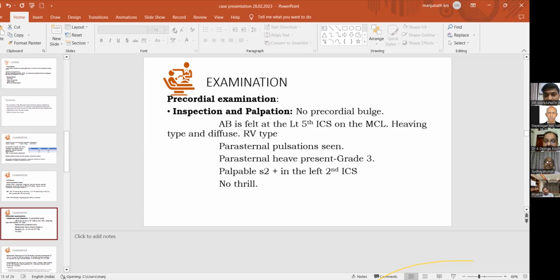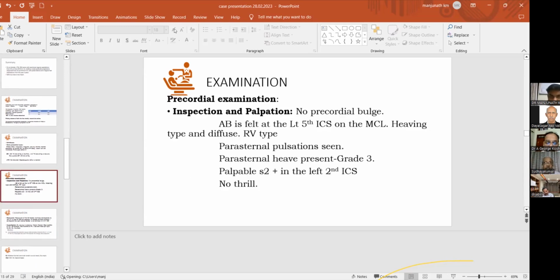Parasternal pulsations are seen. Parasternal heave is present of grade 3, and there is palpable second sound in the second left intercostal space. There are no thrills. Is there any pulsation in the second left interspace? Sir, I was getting second sound pulsation, sir. No, second sound, palpable. Yes. Is the pulmonary artery dilated or not dilated?